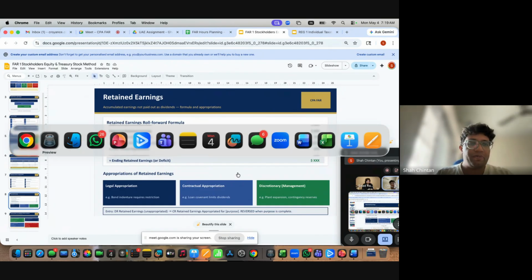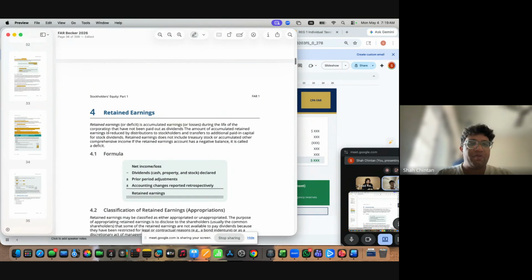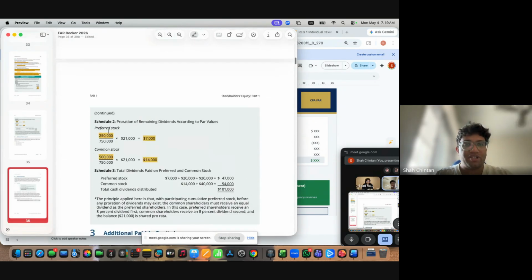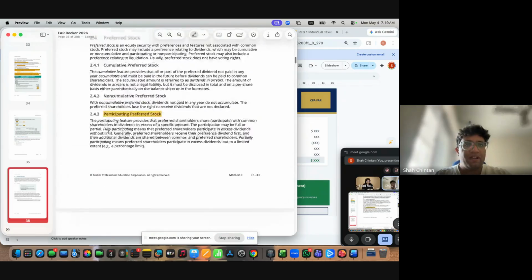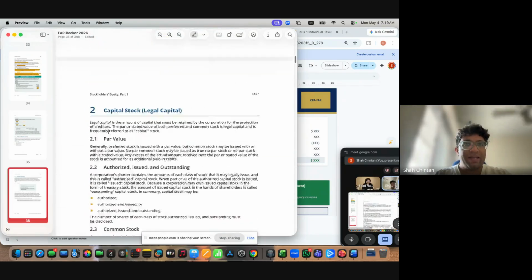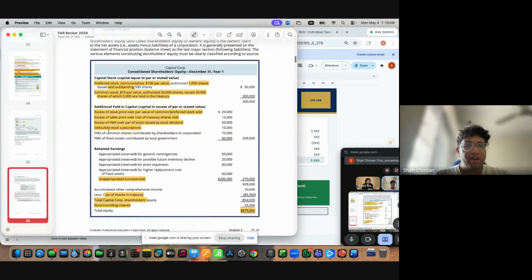Again, let's go back to the presentation. We saw various types of retained earnings in the first presentation, where, let's go to the balance sheet, we saw retained earnings for general contingency, retained earnings for the future inventory decline, retained earnings for the property, plant, retained earnings for the replacement of the fixed assets. Anything which is not appropriated will become unappropriated retained earnings or unappropriated reserves and surplus.